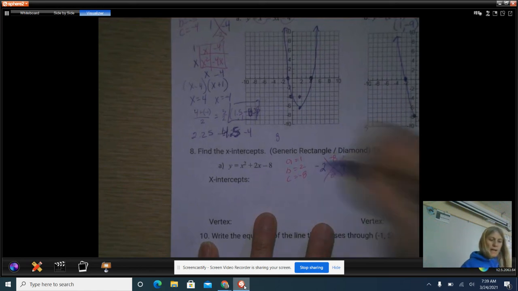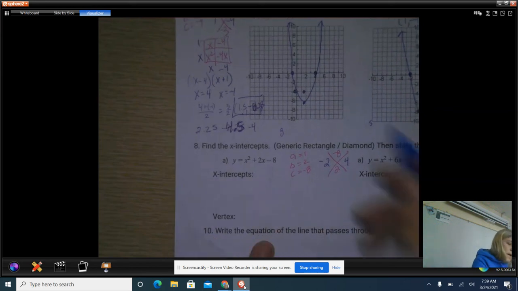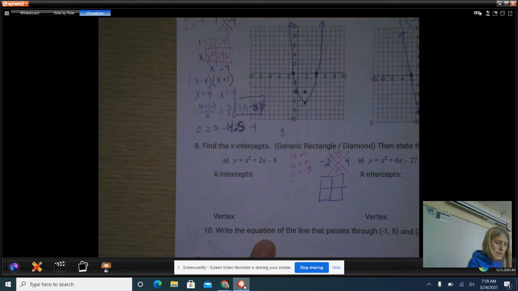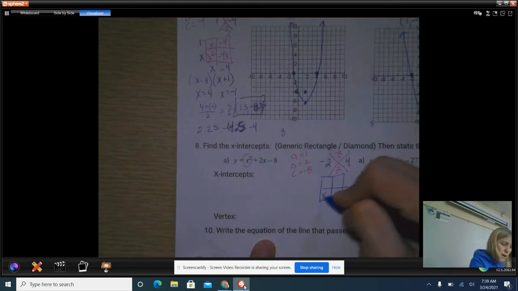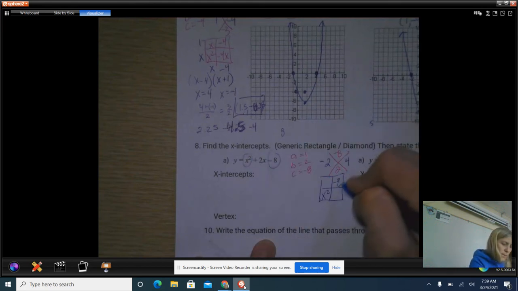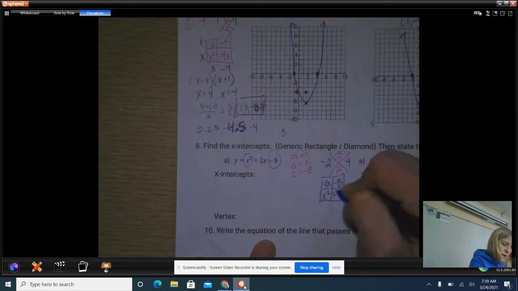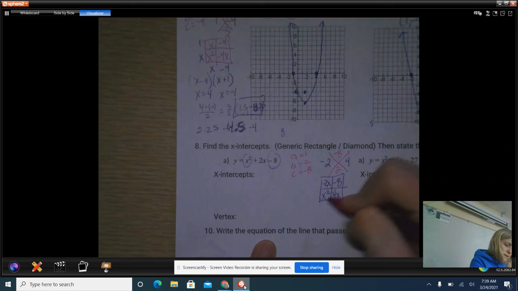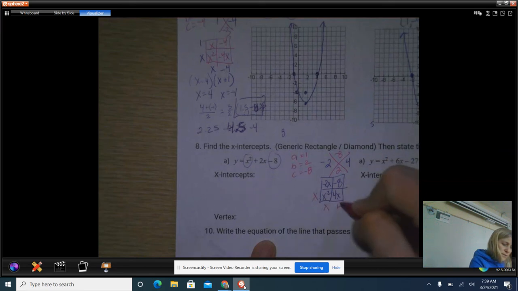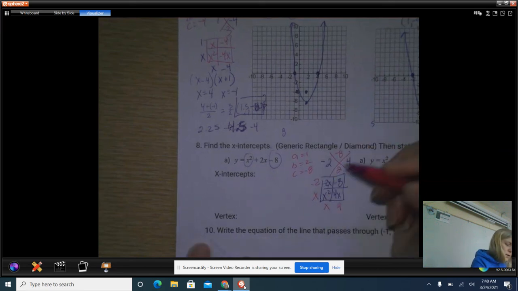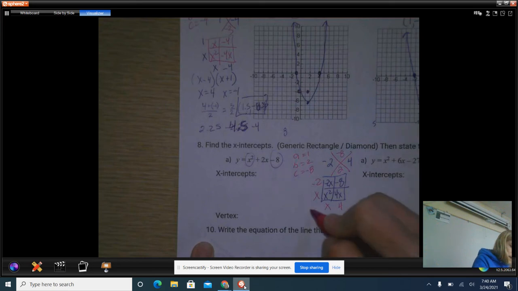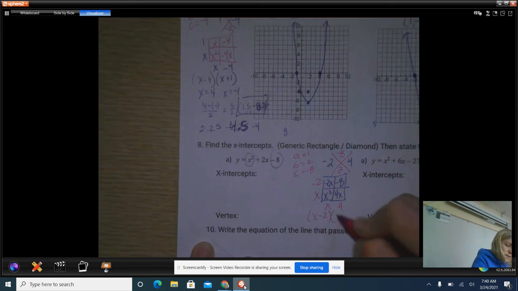And it's going to be 4 minus 2. Okay. Now we're going to go ahead and put it into our generic rectangle. We have our x squared in the bottom left, our -8 in our upper right, and our 2x is broken up into -2x and 4x. That gives us x times 4, and x times -2. So our product form is x minus 2 times x plus 4.